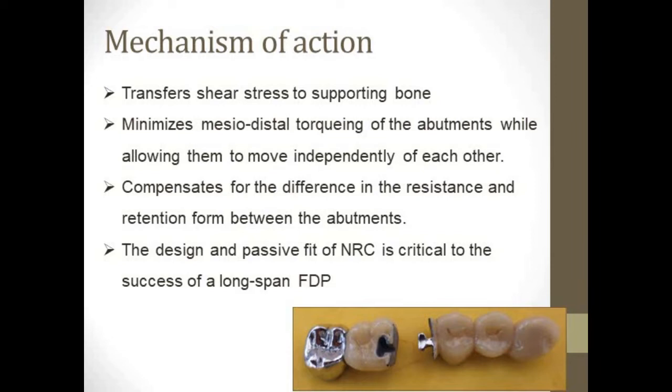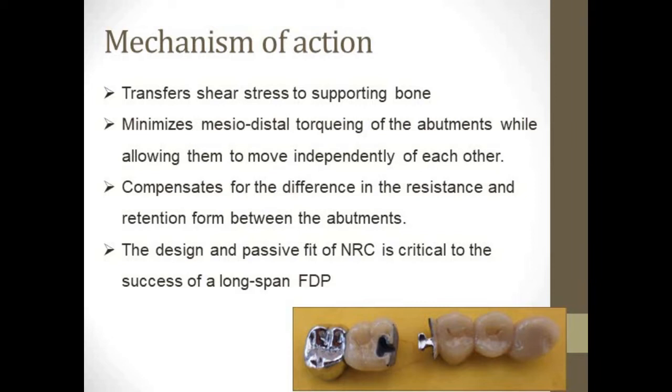So the non-rigid connector transfers the shear stress to the supporting bone rather than concentrating it in the connectors, and it also helps the abutments to move independent of each other. Thereby it minimizes the mesiodistal torquing of the abutments. And we have also said that the buccolingual movement of the anterior is at a considerable angle to the buccolingual movement of the molars. So these forces and these movements are in different directions, which results in stress. So the non-rigid connector compensates for this difference in the resistance and retention form between the abutments.